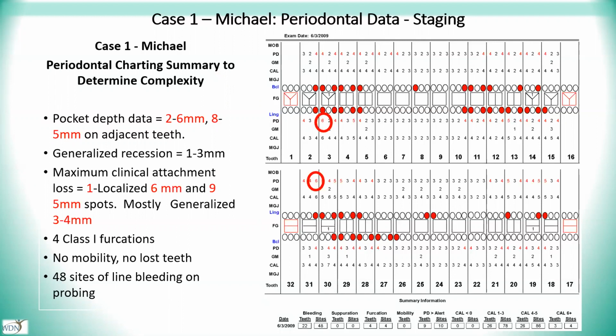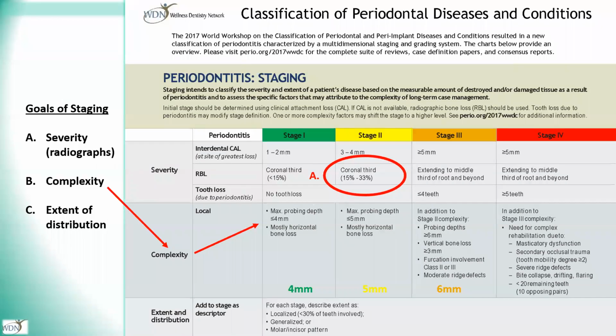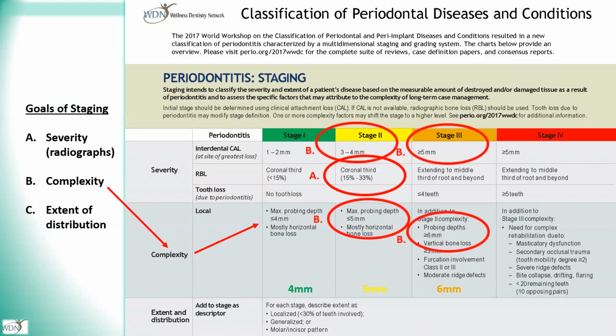So we know this disease is active, and we know this disease is generally active, meaning it's a generalized disease pattern. So let's go back to our staging chart and now look in the complexity column. And we know from our radiographic interpretation that we were stage 2, but now this gets a little bit more complicated because in the complexity section, we have 3 to 4 millimeters of clinical attachment loss.